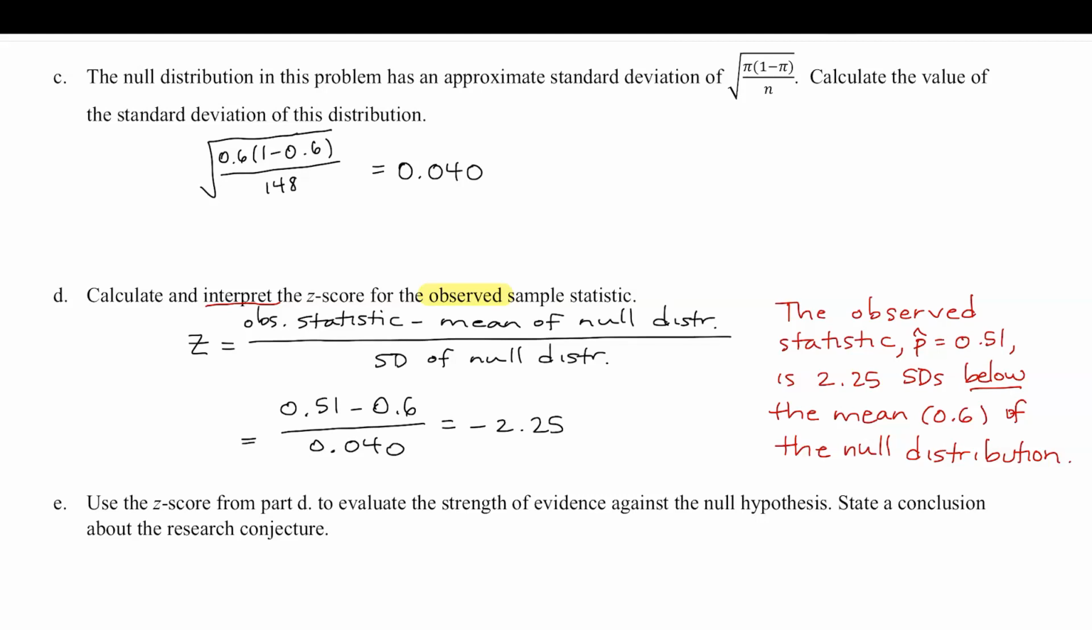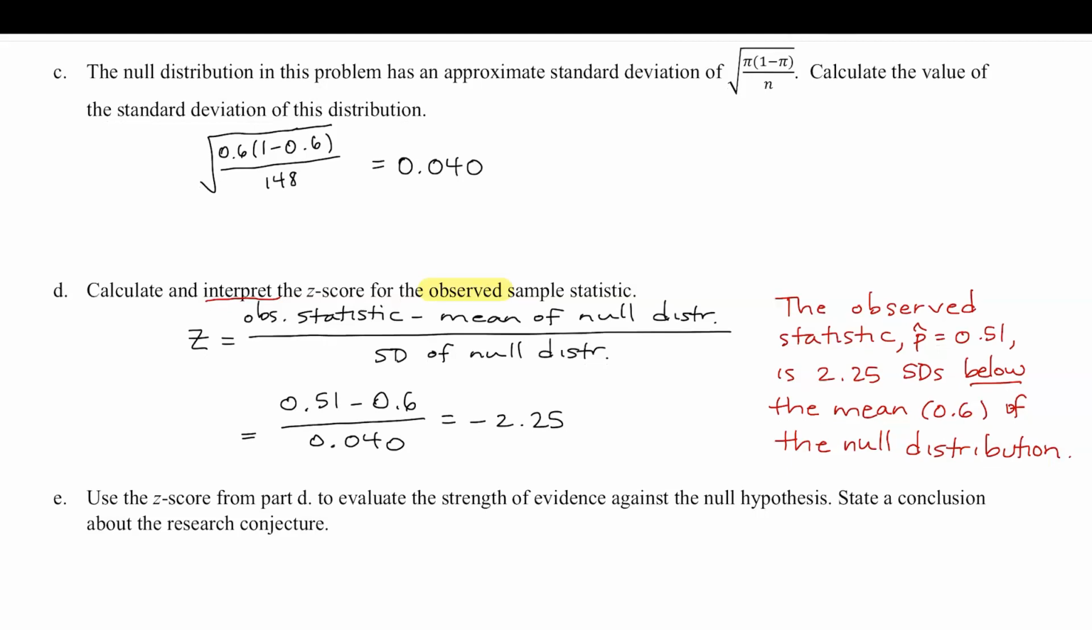So the z-score tells us how many standard deviations away from the center of the null distribution is our observed statistic. And in this case, notice I don't have a negative sign on the 2.25 in the sentence written in red, the interpretation, but I use the word below, and that takes the place of the negative sign.